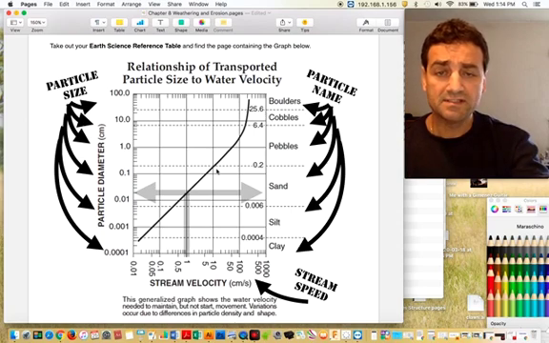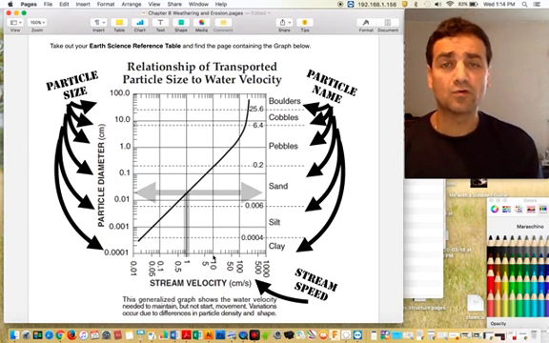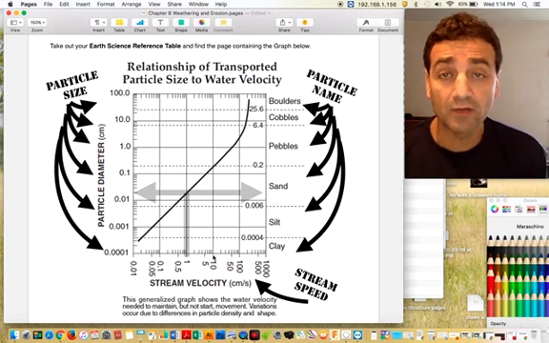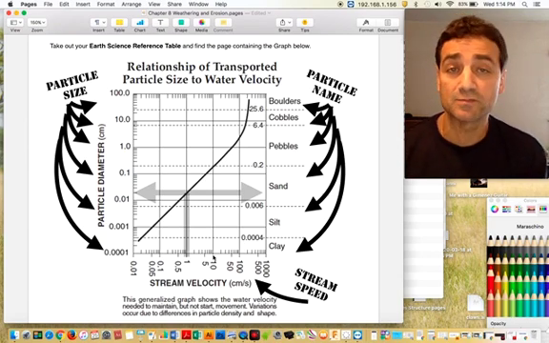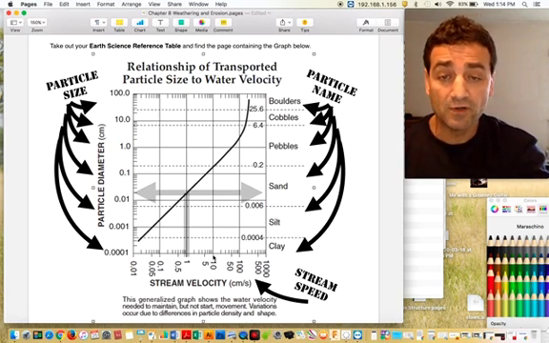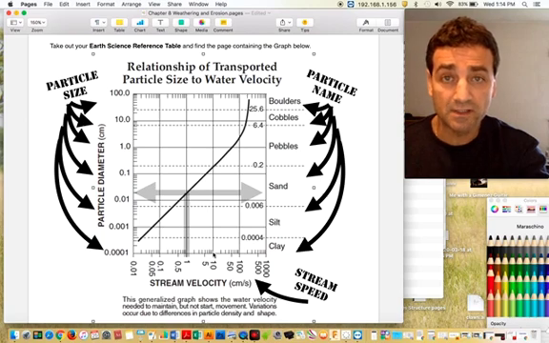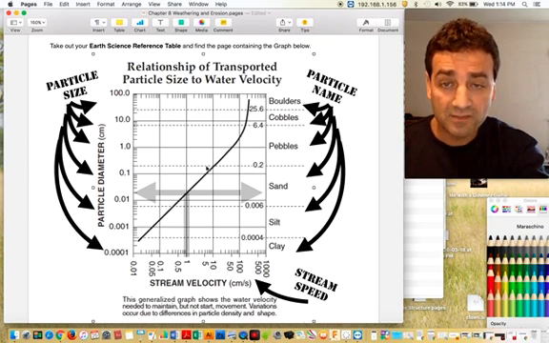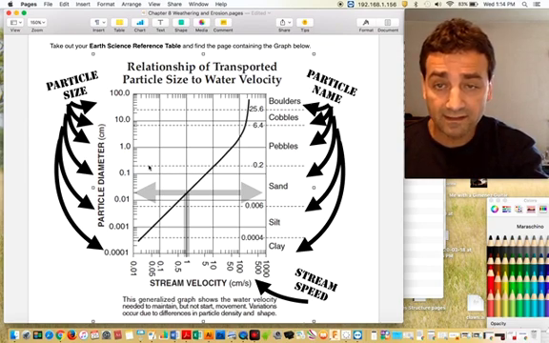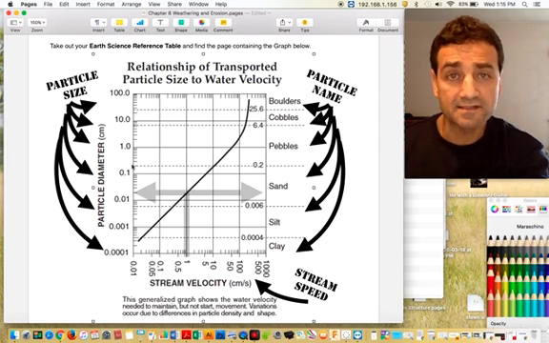How about 10 centimeters per second? How big a particle can water moving at 10 centimeters per second move? Well, let's see. If we go up 10 centimeters per second, that's right here. We go straight up. It hits the velocity line right there. It looks to be right about at that dotted line. Right there. Okay, well, what size is that?